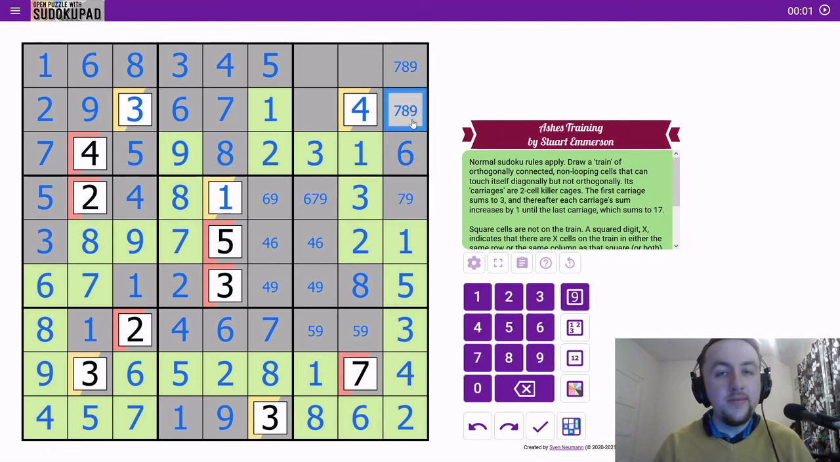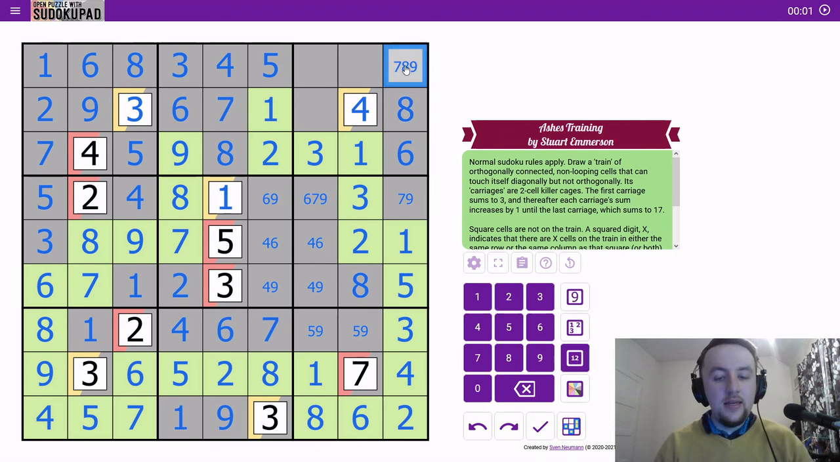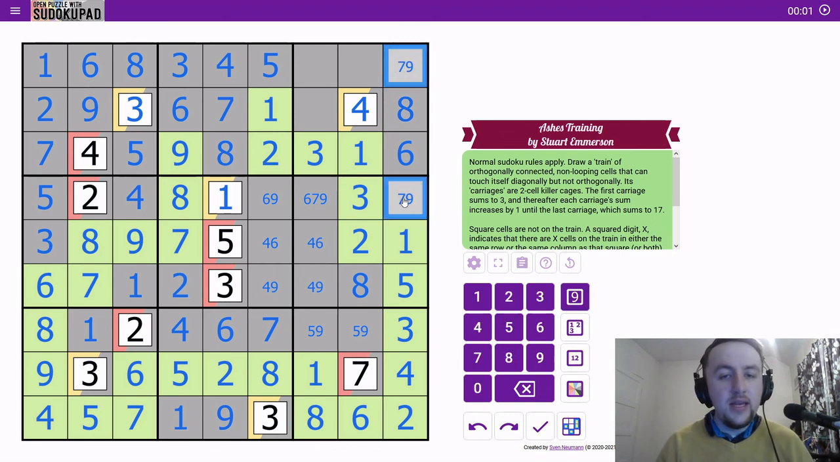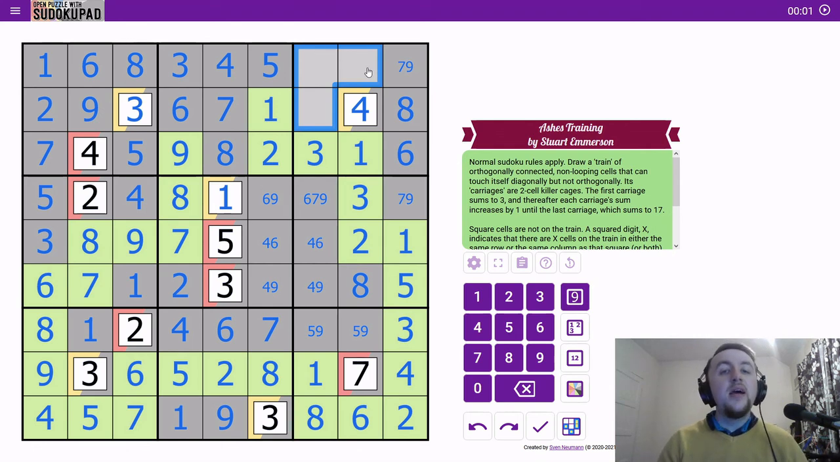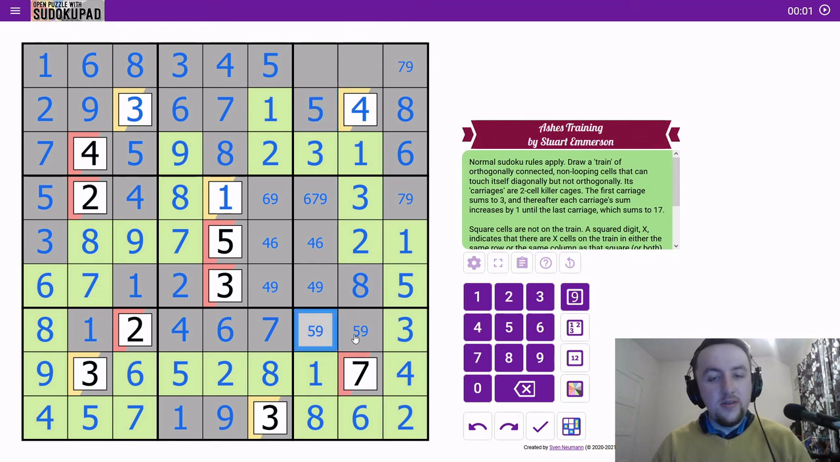That's not 7 or 9, so it's 8. That's a 7, 9 pair, which doesn't seem resolved at the moment. Let's see what happens over here. We need a 2, 5, 7 and 9. The 5 can't go there, so that's the 5. That puts a 9 there and a 5 there.